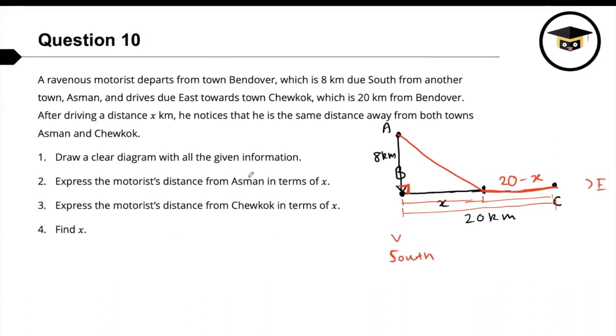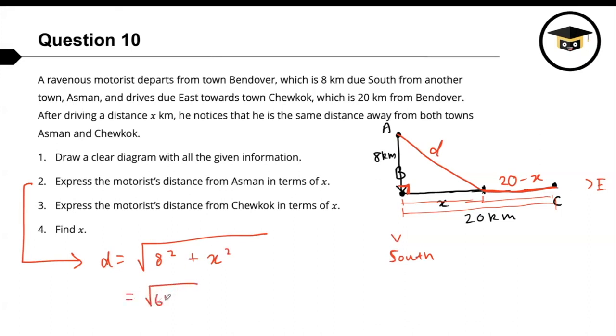Express the motorist's distance from Asman in terms of X. Well, we were just about to do that by using Pythagoras. So we can say that the distance is equal to the square root of 8 squared plus X squared, right? Remember, watch our Pythagoras videos if this doesn't make sense. And then this is just simply equal to root 64 plus X squared.